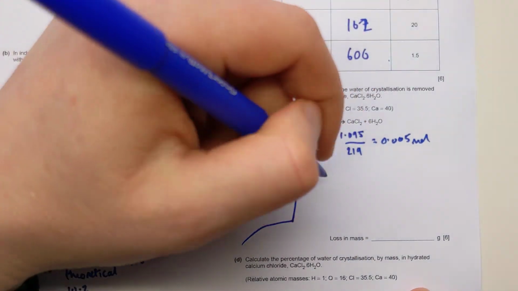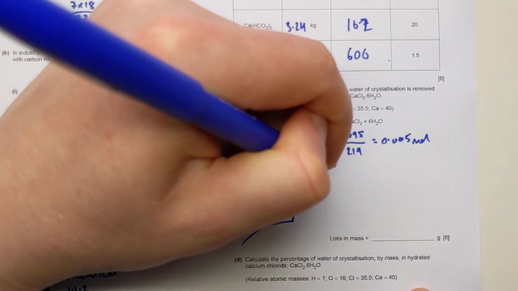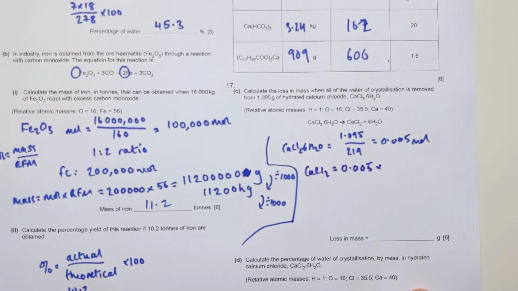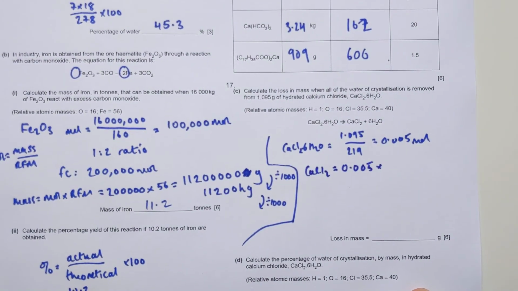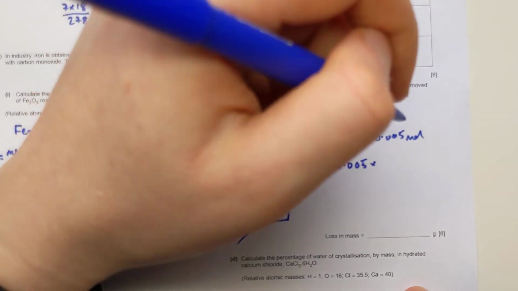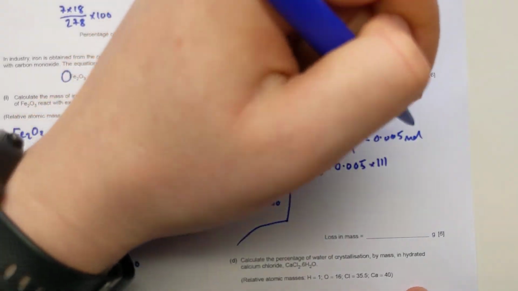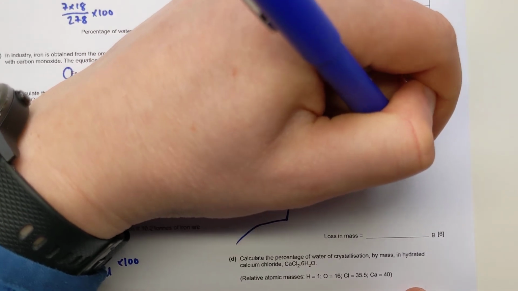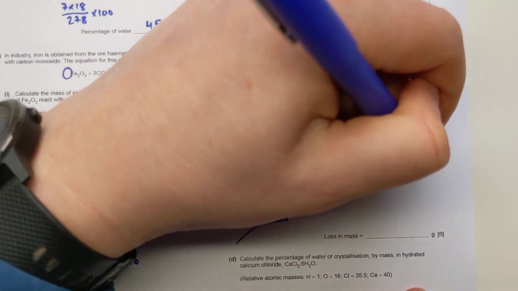I need to get back into a mass though. So mass equals moles times RFM. So 0.005 times the RFM of calcium chloride, which again is going to be a wee bit of calculating to work it out. 111. 1 calcium and 2 chlorines. If you do a calculation, you end up with 0.555 grams.